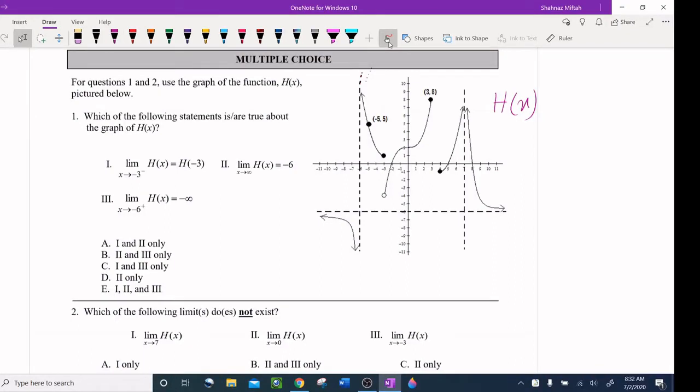Good morning, everybody. Today we are working on some limits, multiple choice questions and free response questions.